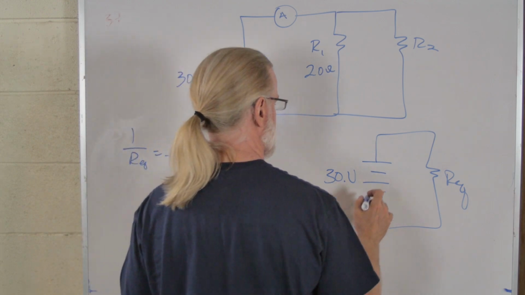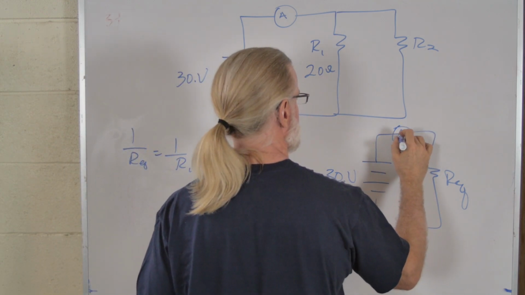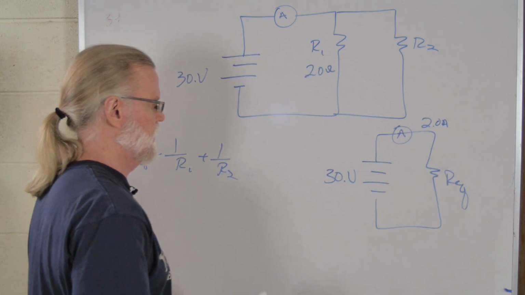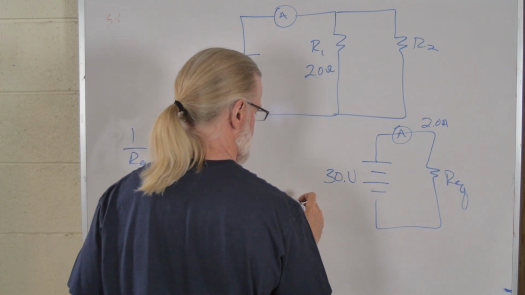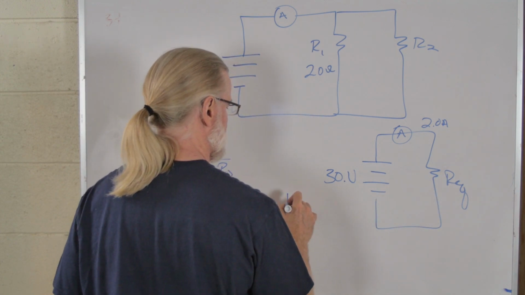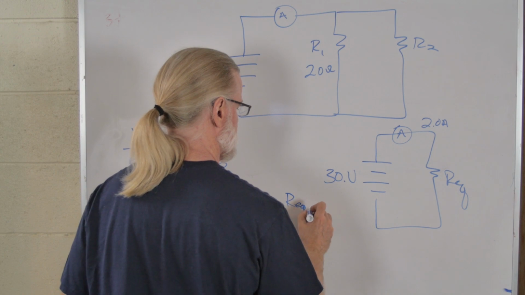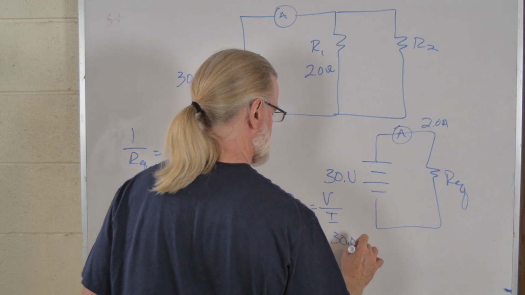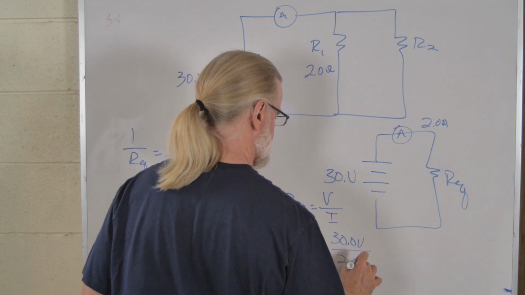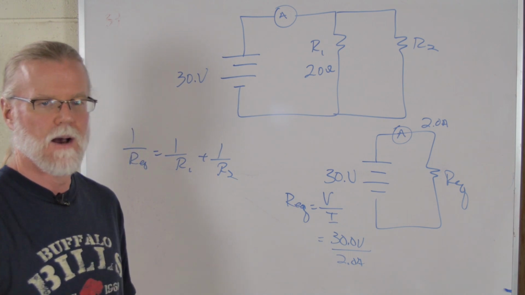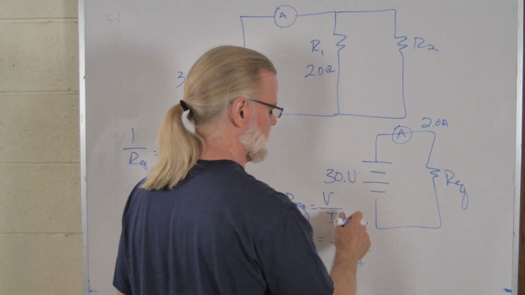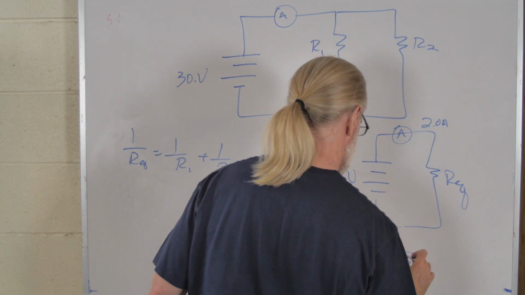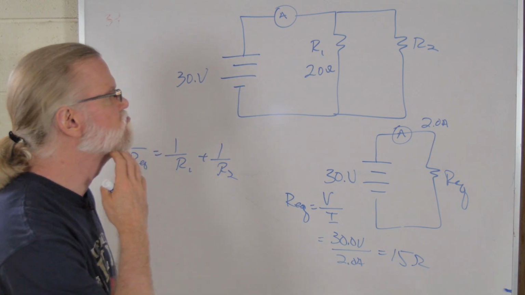30 volts, and we had 2 amps, is it? Yes, it is, 2 amperes flowing around here. So therefore, we could just solve our equivalent circuit. R equals V over I equals 30 volts divided by 2 amps. Since it's a simple circuit, the voltage across our equivalent is 30 volts, and it's a series circuit, so the current is the same everywhere. So that looks like it's going to be 15 ohms. All right.